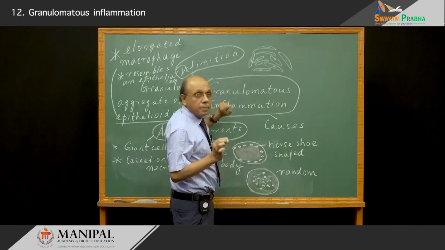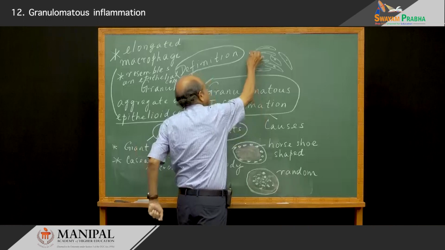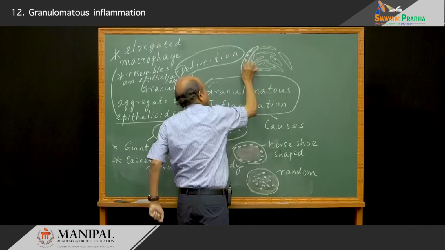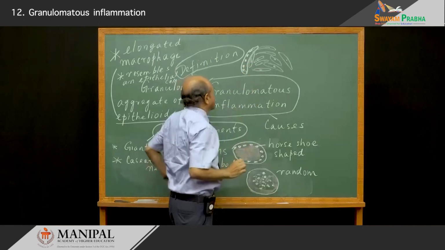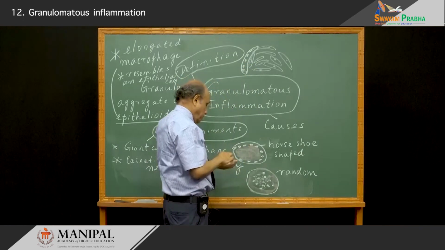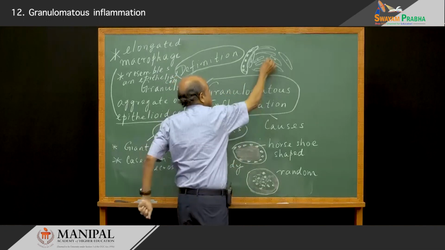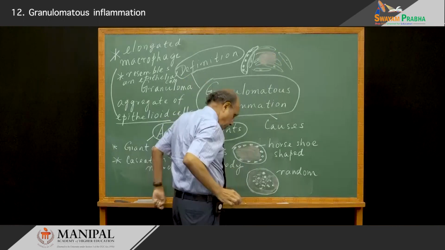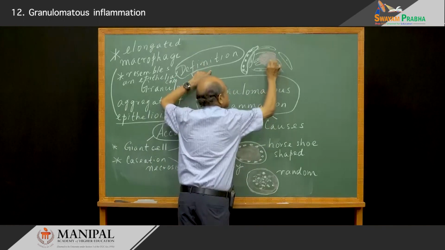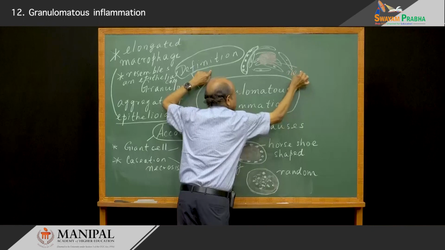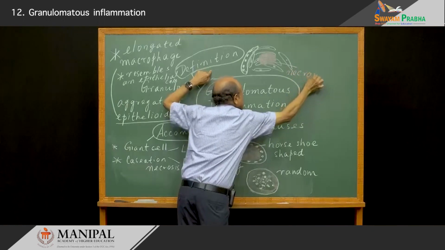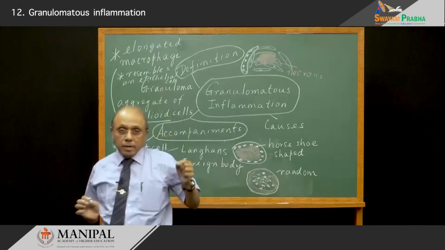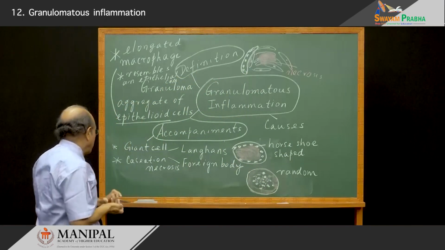Sometimes these epithelioid cells fuse together and form the giant cell. So, this is the Langhans giant cell. This is the first accompaniment I mentioned. The second thing that can happen is the central part of the granuloma can undergo necrosis, and this is the second accompanying feature in any granuloma.